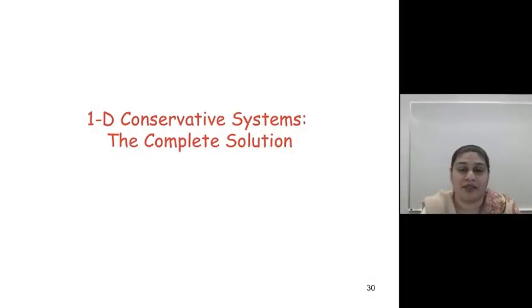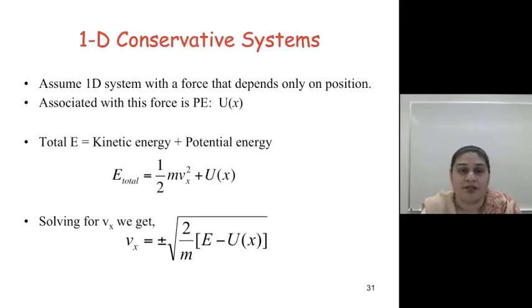Let's try to find the complete solution for a one-dimensional conservative system. So for a one-dimensional conservative system, we need to make a few assumptions. One of those assumptions is that the one-dimensional system is being acted upon by a force which only depends on its position. Associated with this force is a certain potential energy, which is going to be given as U as a function of x.